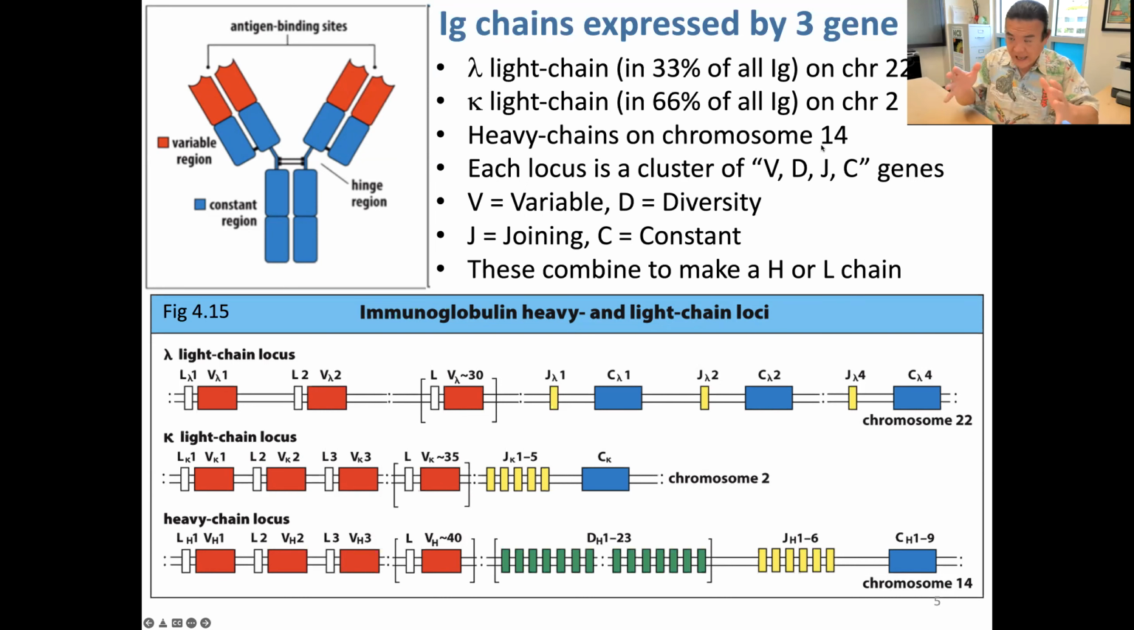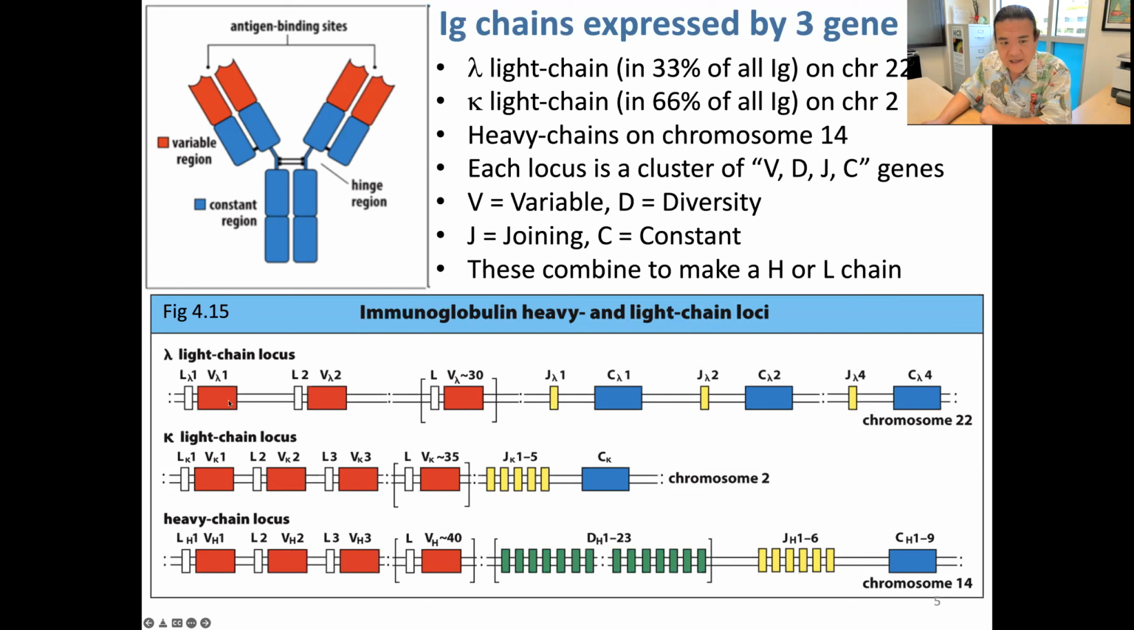If you were to look at those stretches of DNA on chromosome 22, chromosome 2, or chromosome 14, in other words, the light chain or heavy chain locus or loci on those chromosomes, what you would find is that each locus is a cluster of small gene fragments. Let's look at this down here. Here we have chromosome 22, and chromosome 22 is where the lambda light chain locus is located.